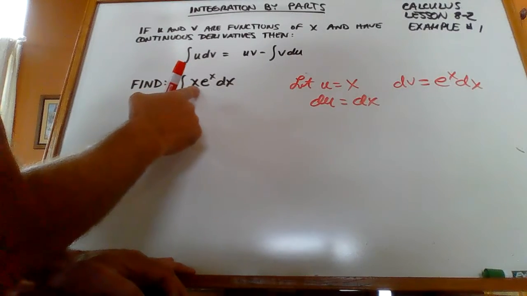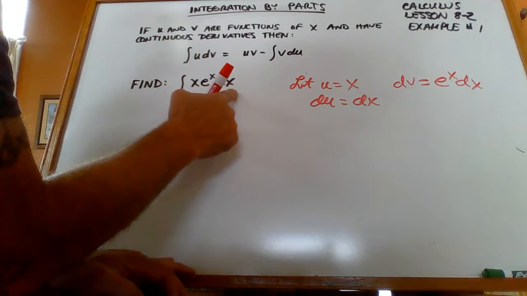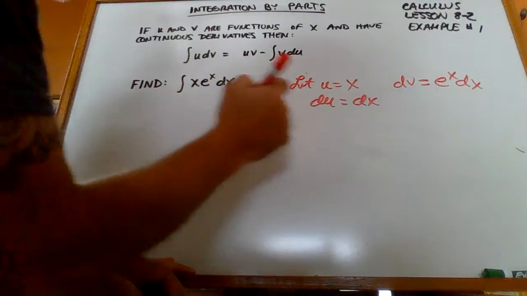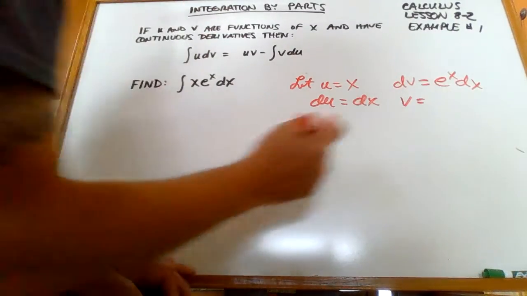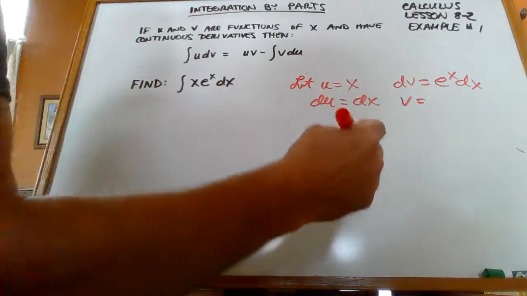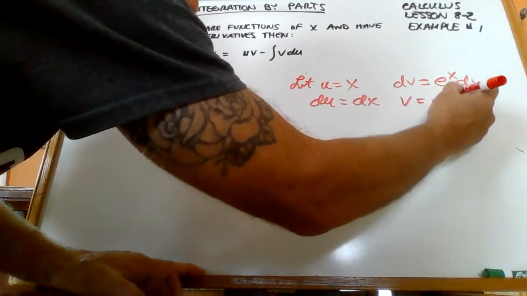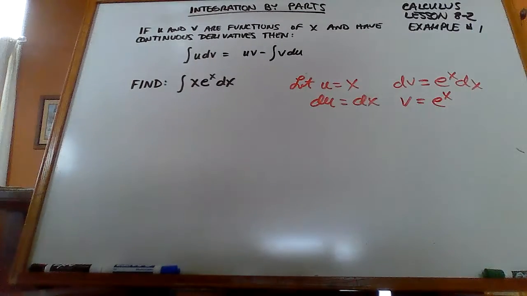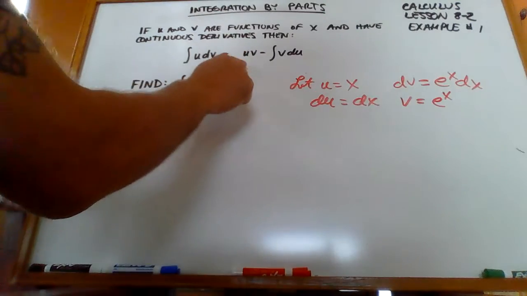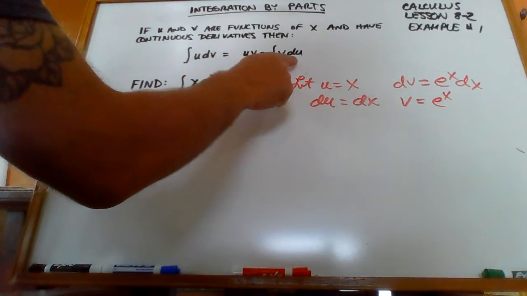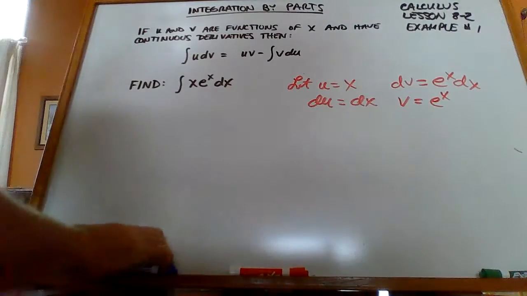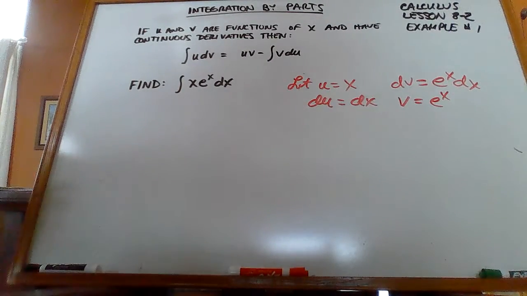So here's u, and this is dv, sorry. And then v is going to be the integral of that, and the integral of e to the x dx is just e to the x. Okay, so now we've got all the parts that we need in our formula. We've got u, we've got v, and we've got du. So we can go right in and write our formula.